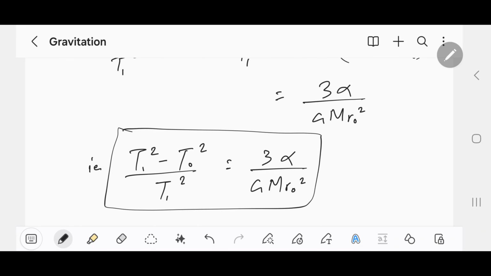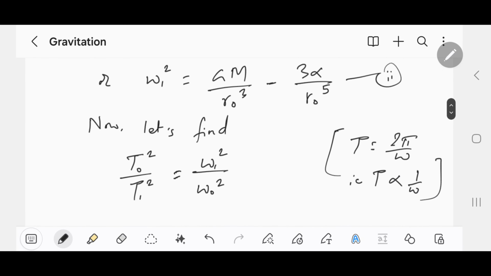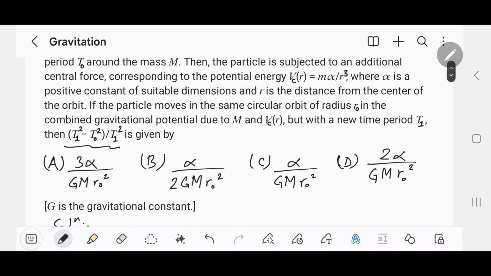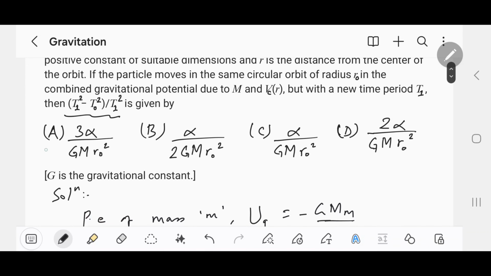This is the solution. Let's check if any of the options matches. 3 alpha by GM r naught square. So the correct answer is option A.